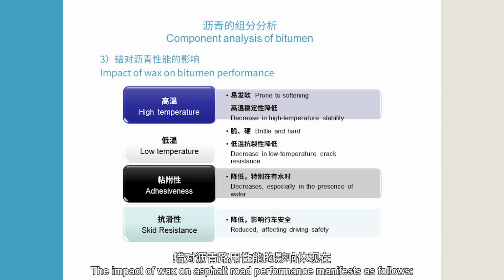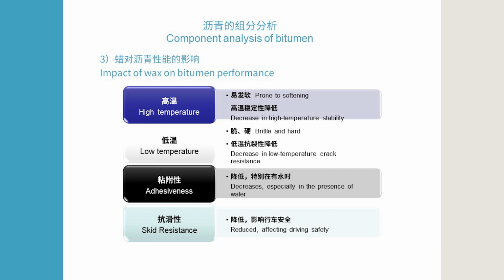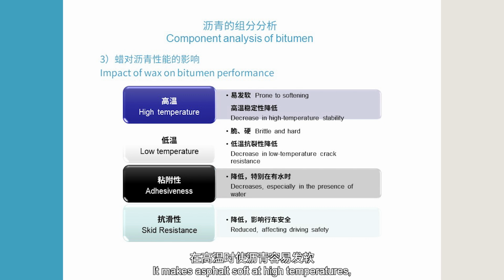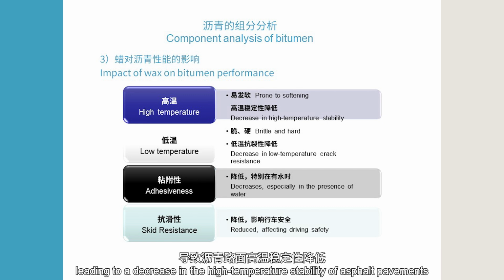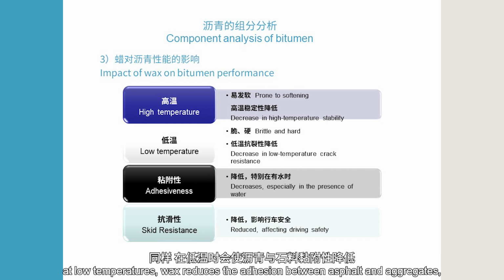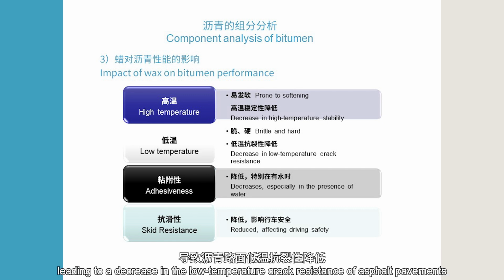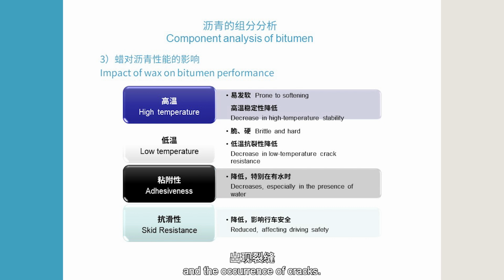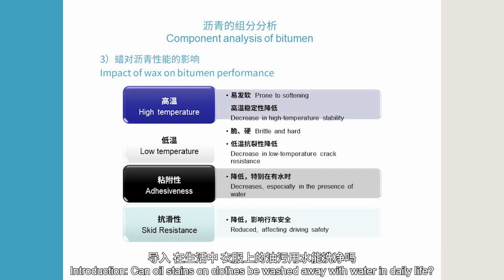The impact of wax on asphalt road performance manifests as follows. It makes asphalt soft at high temperatures, leading to a decrease in the high-temperature stability of asphalt pavements and the formation of ruts. Similarly, at low temperatures, wax reduces the adhesion between asphalt and aggregates, leading to a decrease in the low-temperature crack resistance of asphalt pavements and the occurrence of cracks.